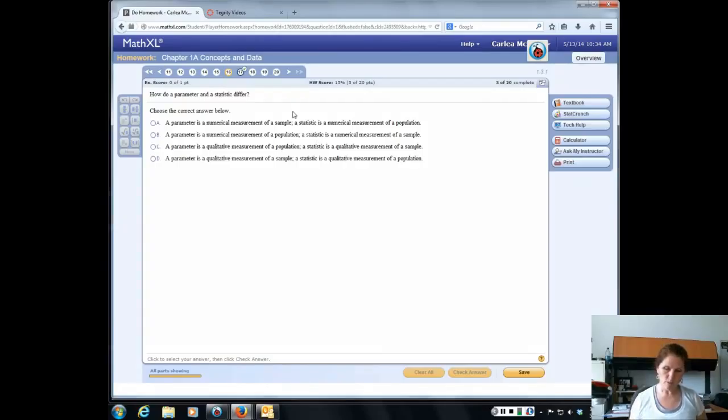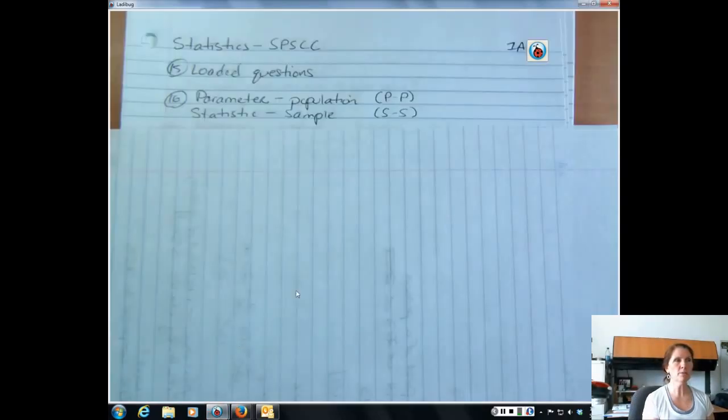Number 16. Something that's good to remember if you get confused on which is which: it's really easy if you remember the population is associated with the parameter, so that's P, P, population parameter. A statistic is associated with the sample, S, S. So we can always remember that way. So what does that mean?